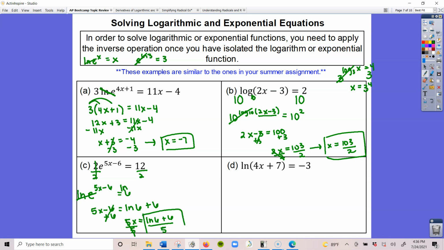So this would be my answer. X is equal to the ln of 6 plus 6 over 5.